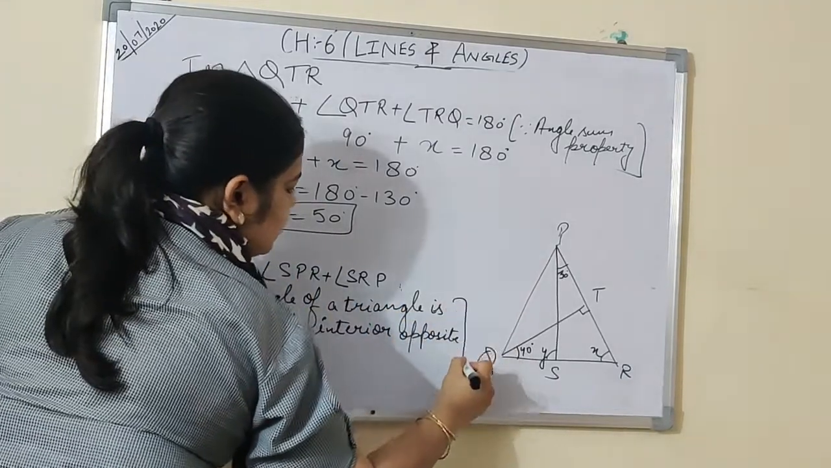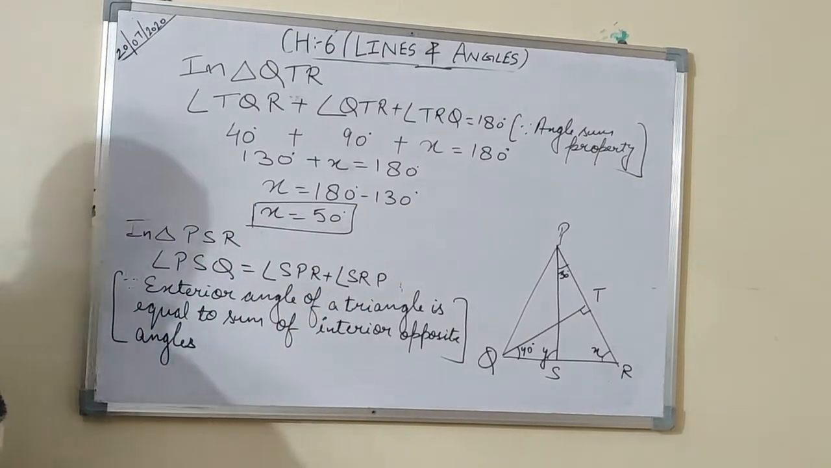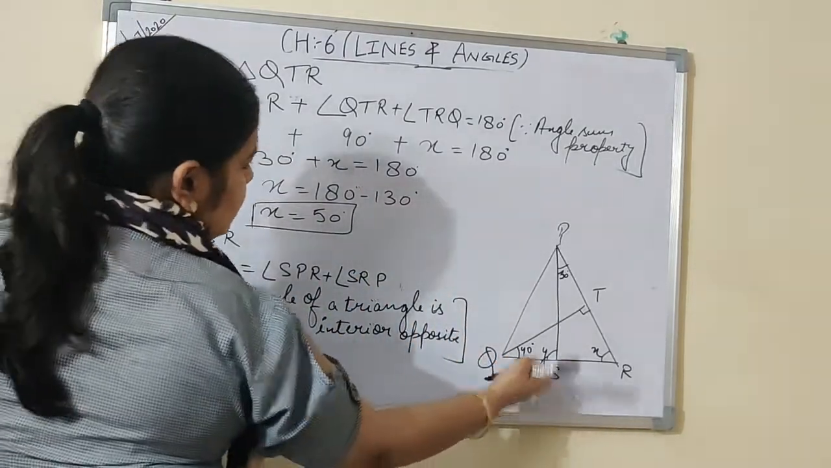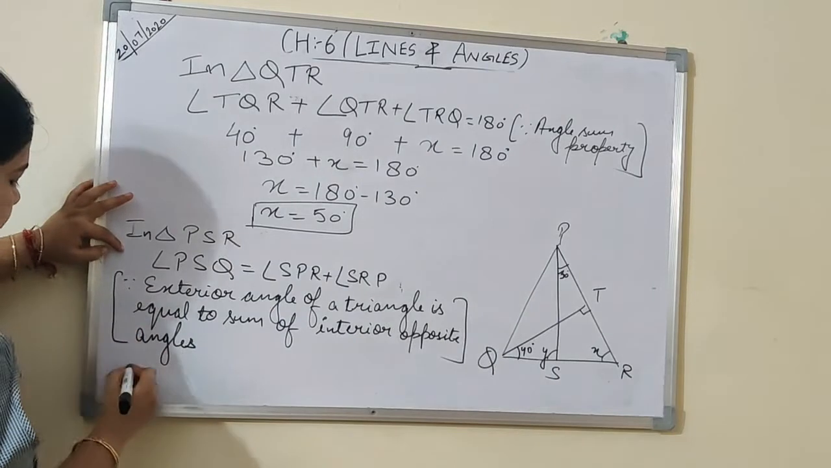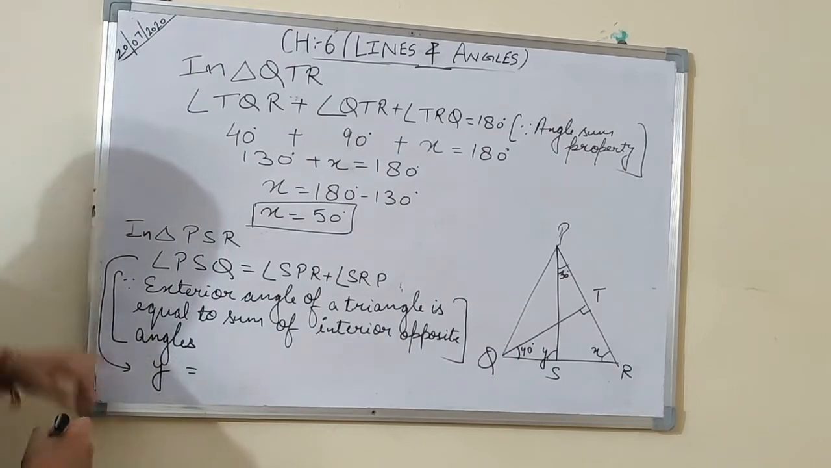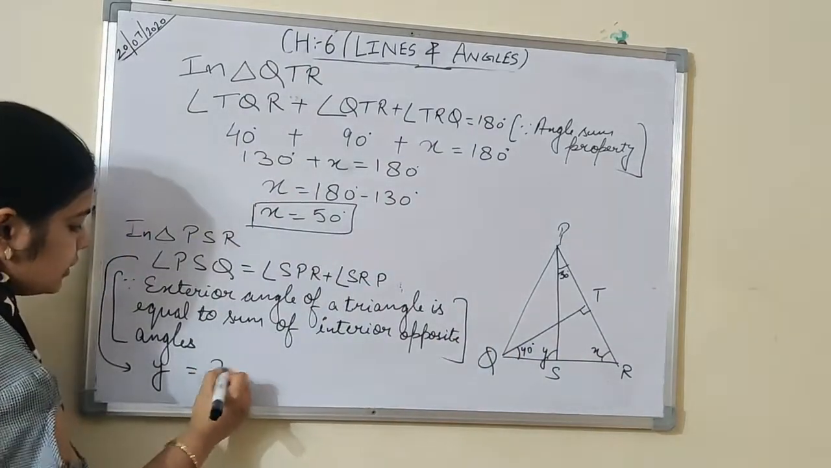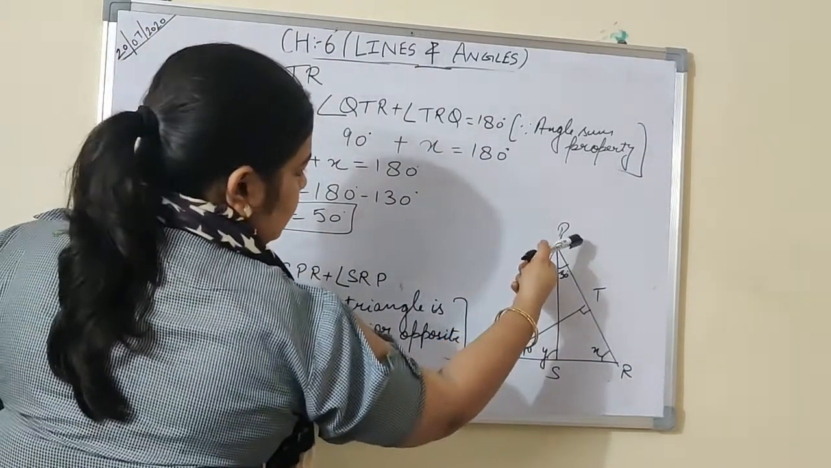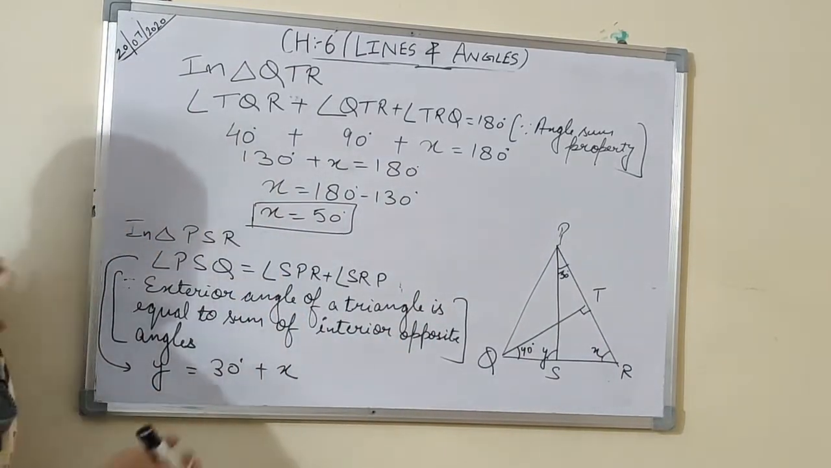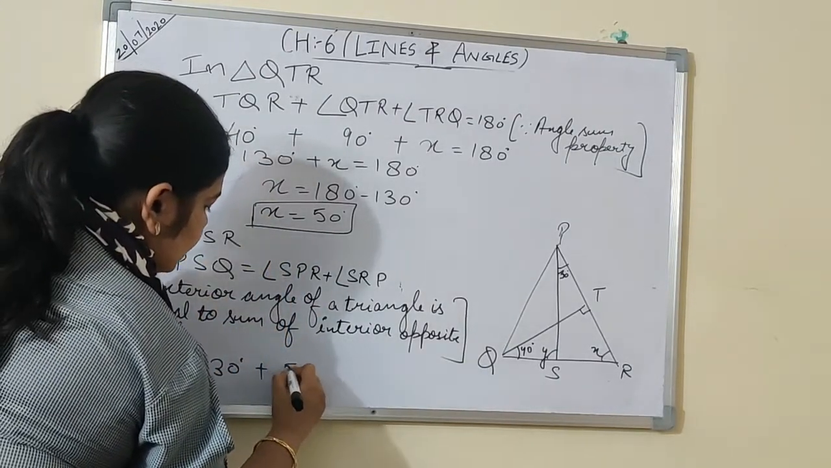So by using this theorem, we can write like this. Then we can just put the values as given in the question. You can see that in place of PSQ, we can write Y. Then in place of angle SPR, we can write 30 degree plus angle PRS, which is X. As you all know that we have found the value of X, so in place of that I can write 50 degree.